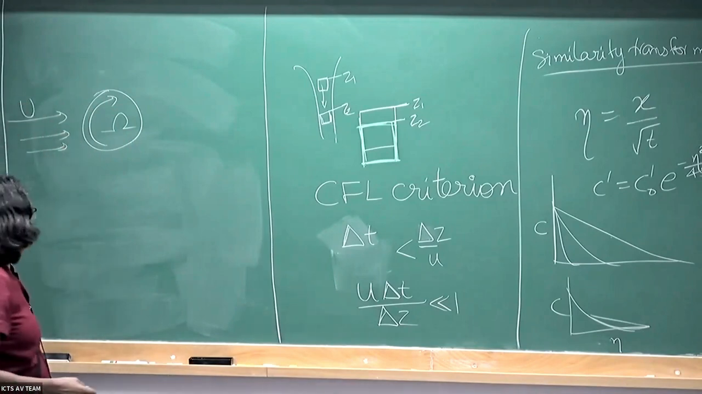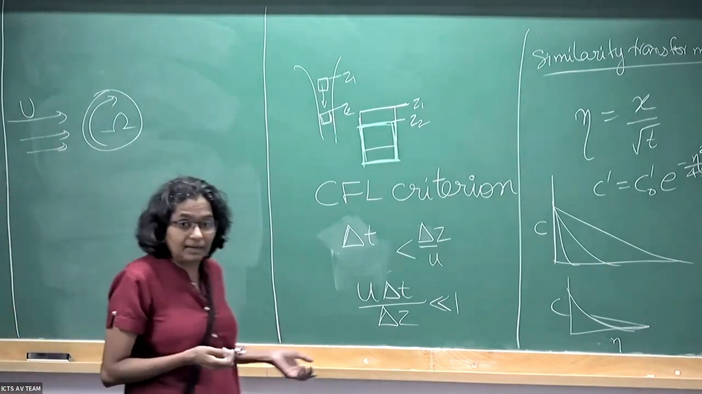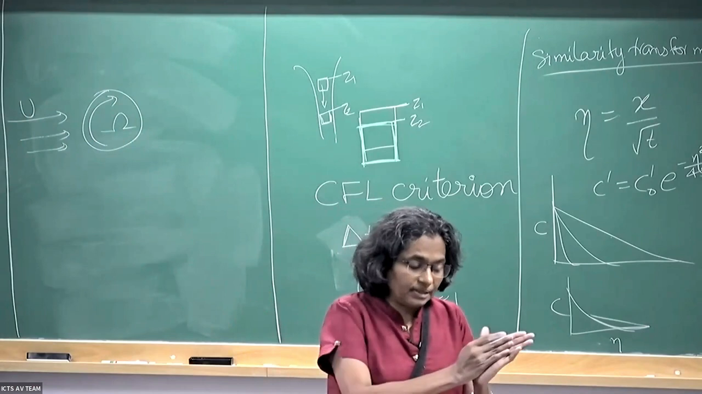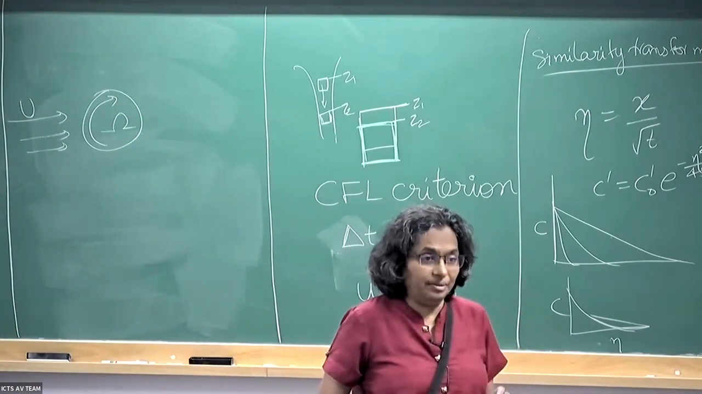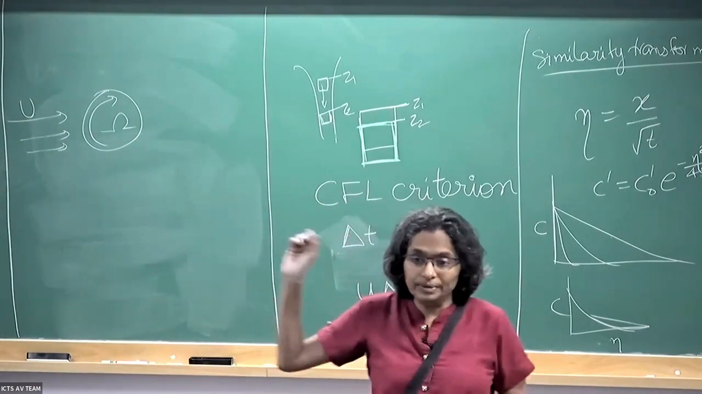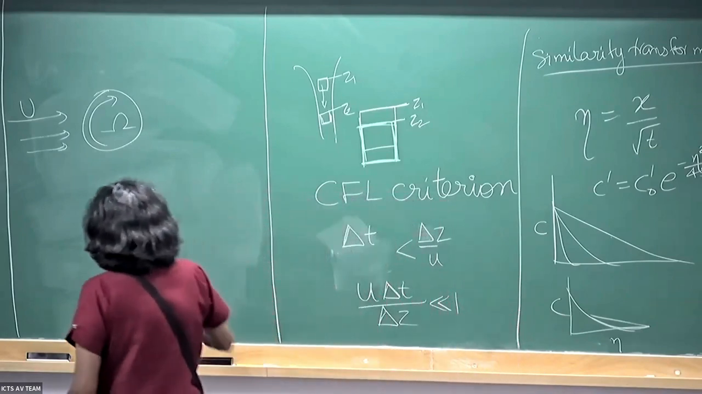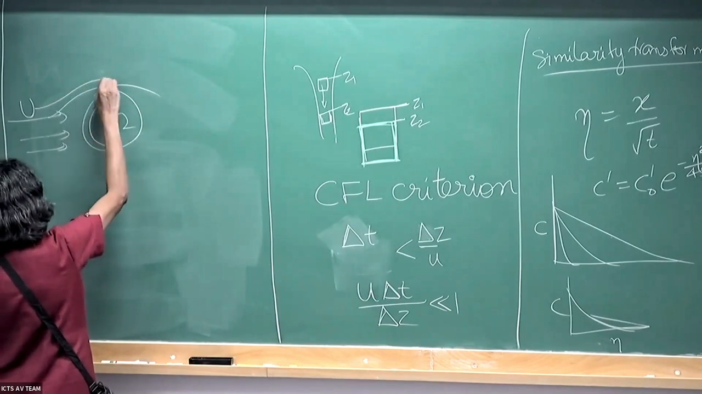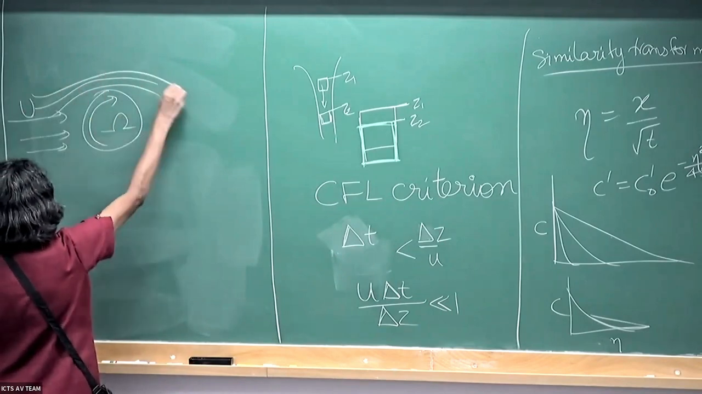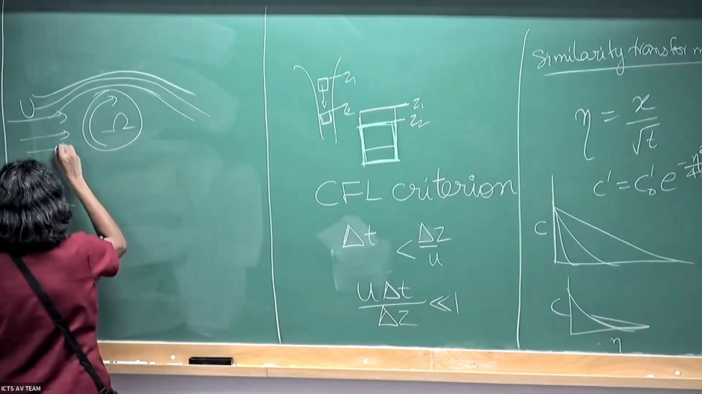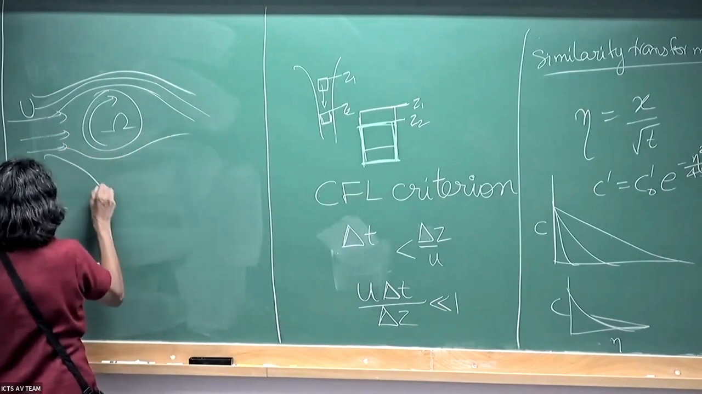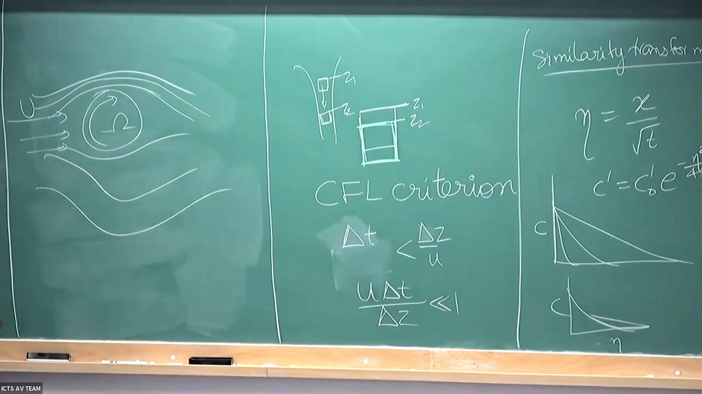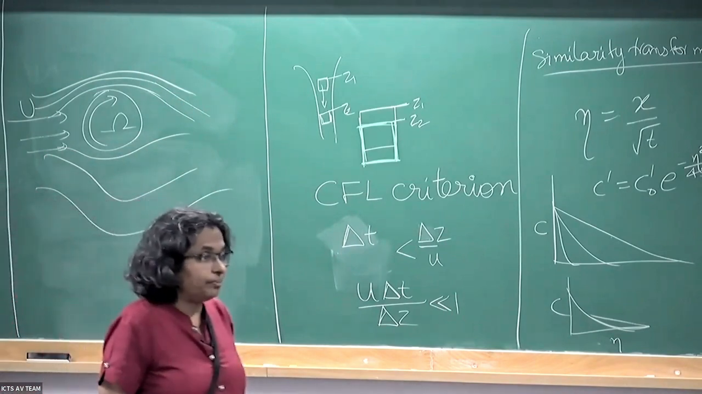So what's a streamline? It's basically a line which is tangential to the velocity vector at every place. So it tells you how the flow is going. So if I draw the streamlines around this rotating cylinder, this is what it looks like. So these are directly from the potential flow.